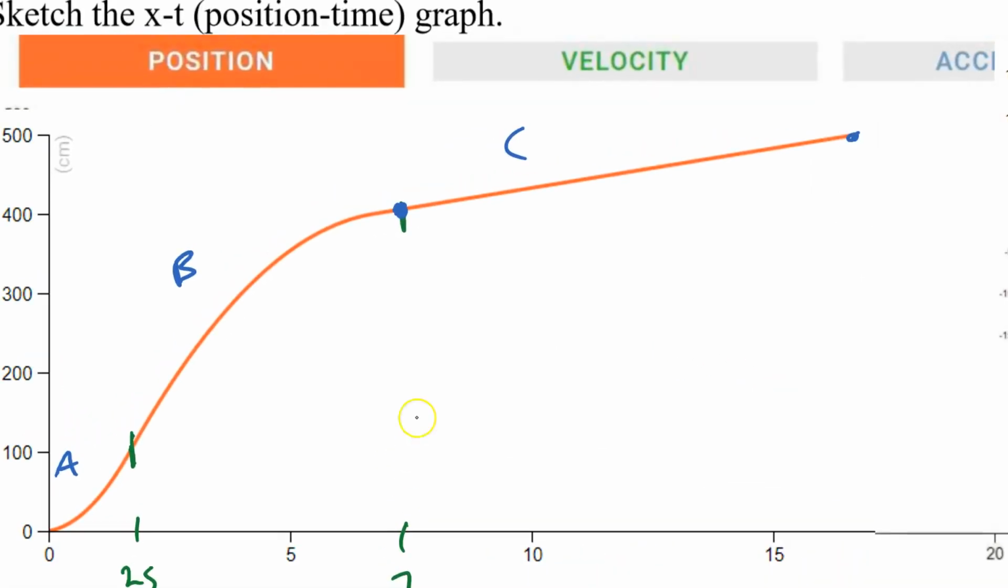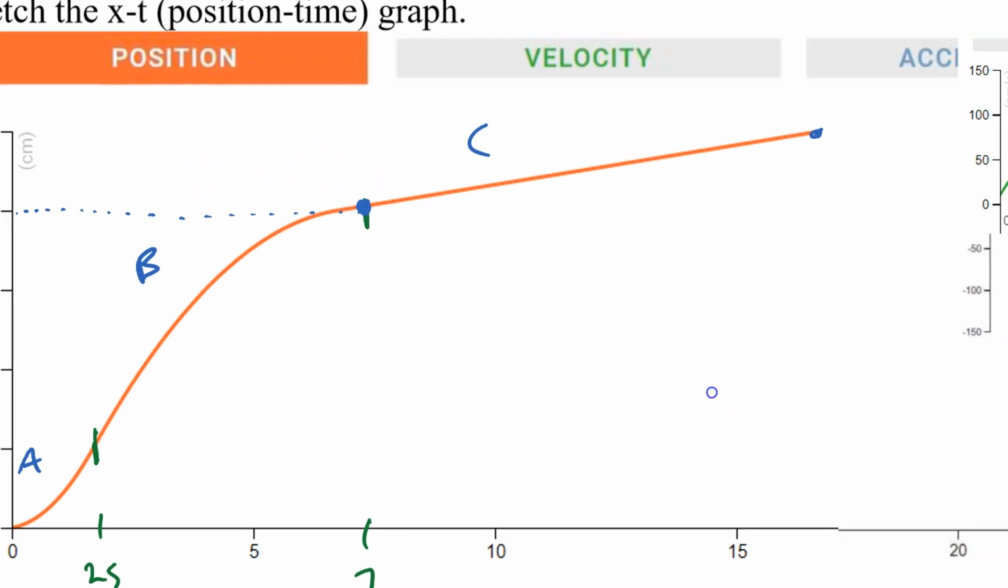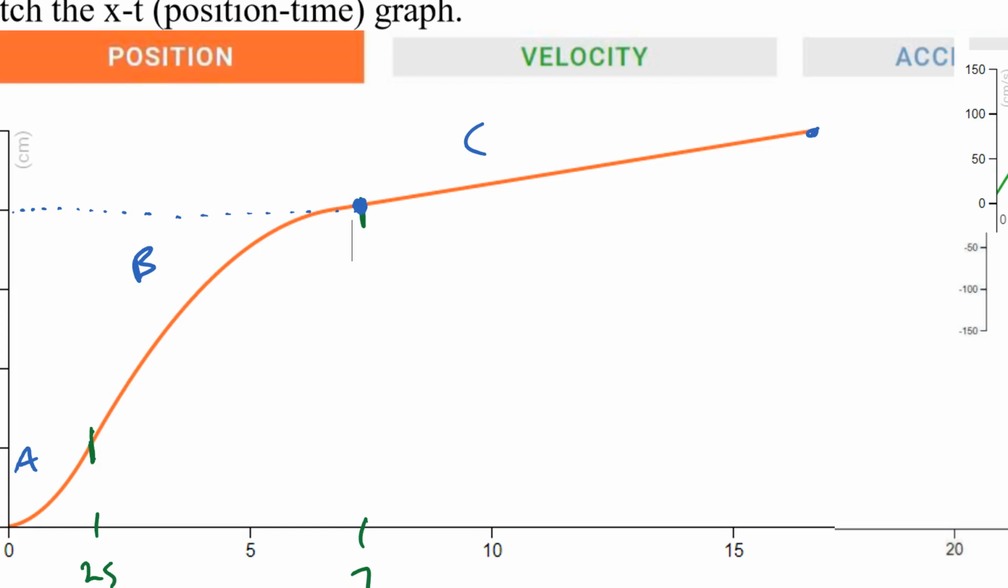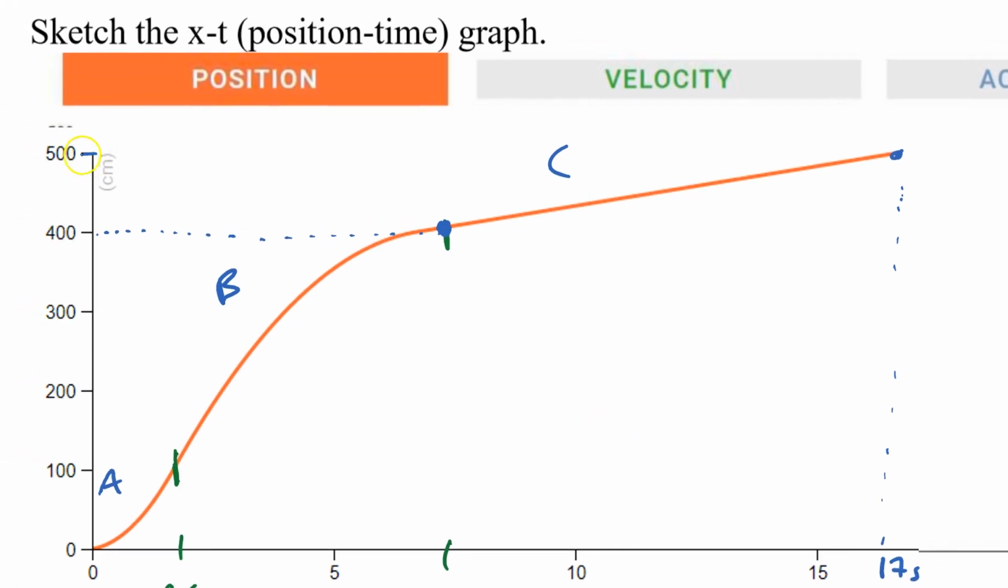Okay, so this is clearly 7 seconds. We already figured that out. And is it pretty close to about 400? Let's call that one 400 meters. And then what about at the end here? This finishes here, I'd say about 17 seconds. 16, 17. Call it 17 seconds. And the position at the end is going to be about 500.